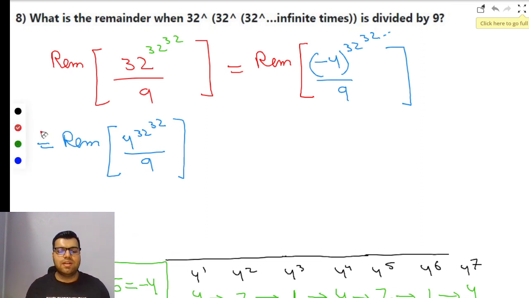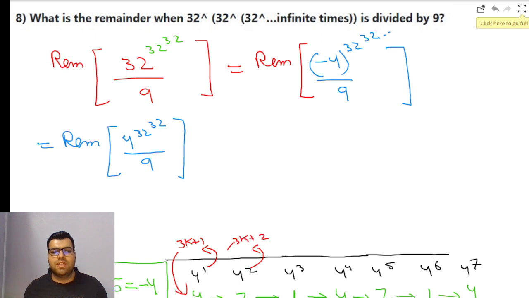So this is clear. If it is not very clear to you, I suggest you write it like this. Whenever the power is of the form 3k plus 1, the remainder is 4. Whenever the power is of the form 3k plus 2, the remainder is 7. Whenever the power is of the form 3k, the remainder is 1; this comes by practice. Similarly, whenever the power is of the form 3k plus 1, the remainder is the same, which is 4.